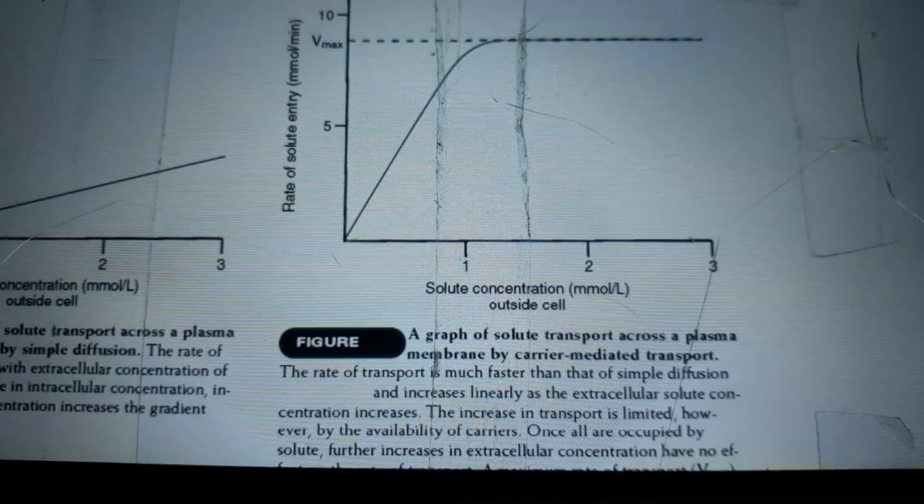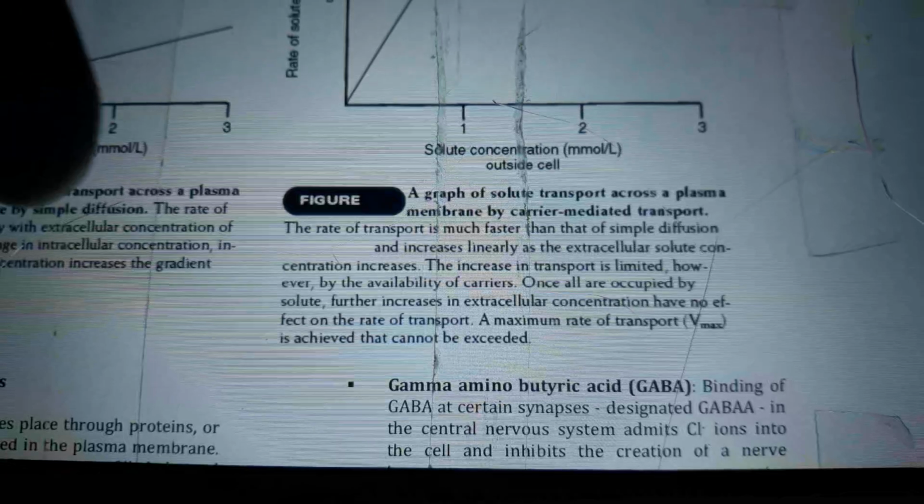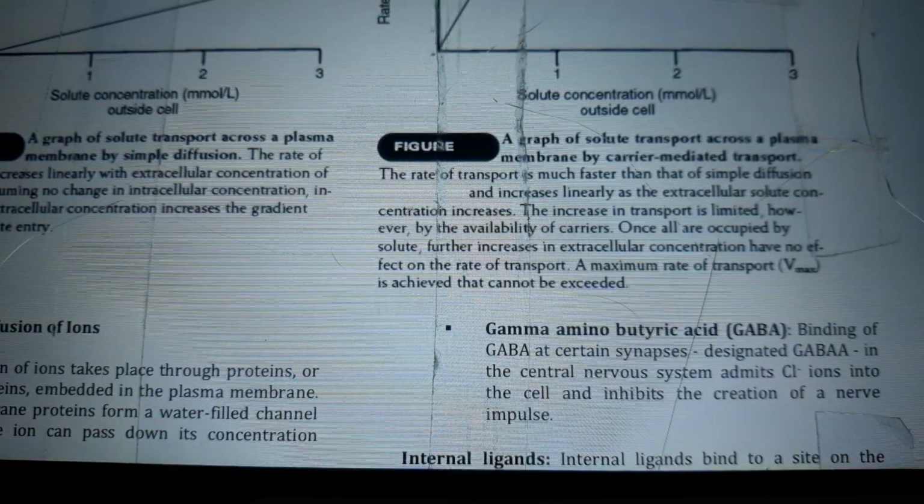Now going to the next page, you can see a graph of simple diffusion and carrier-mediated transport. This is a graph of solute transport across a plasma membrane by simple diffusion. You can see the rate of solute entry increases linearly with the extracellular concentration of the solute. Assuming no change in intracellular concentration, increasing the extracellular concentration increases the gradient that drives solute entry.